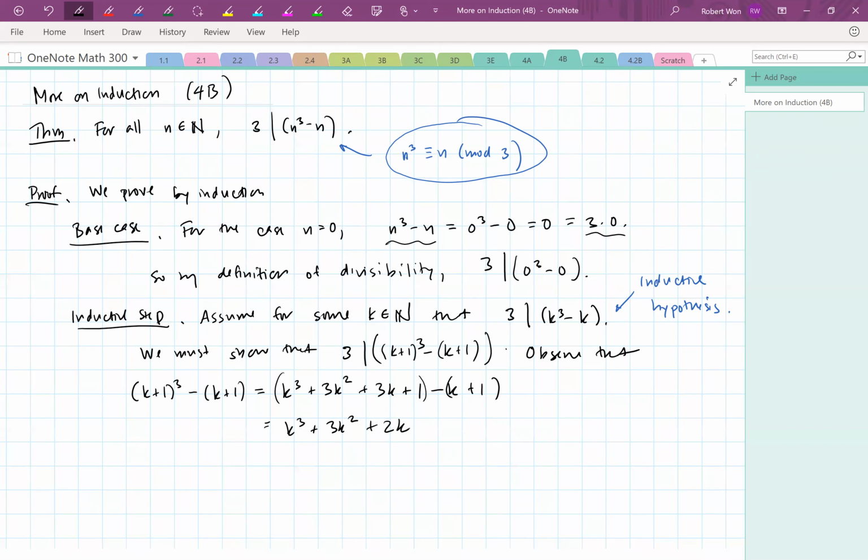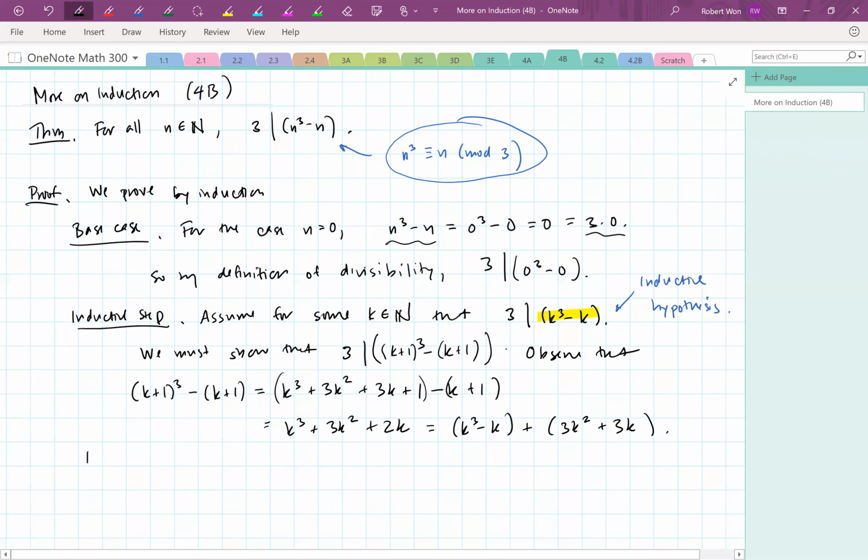Okay, so I need to show that 3 divides this. But the thing that I know about is that 3 divides k cubed minus k. So I need to somehow understand this in terms of k cubed minus k. But this is the same thing as k cubed minus k plus 3k squared plus 3k. That's just like I unsimplified it.